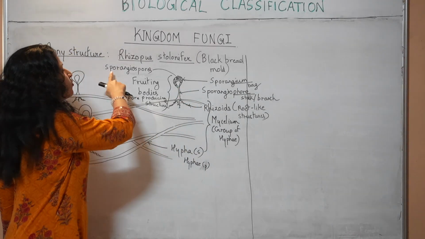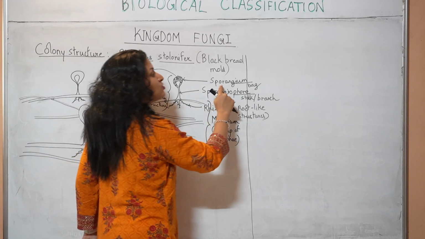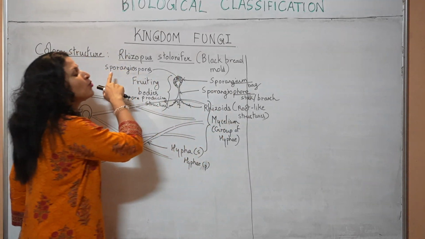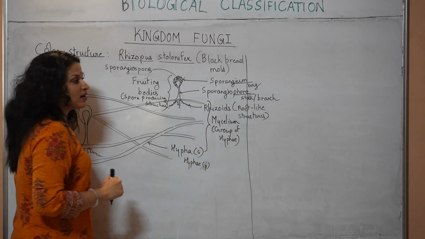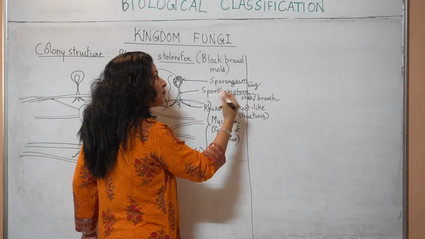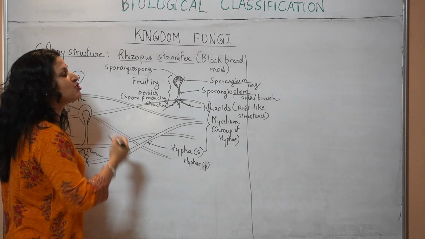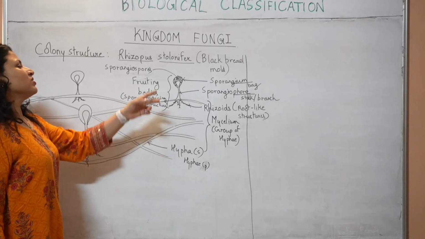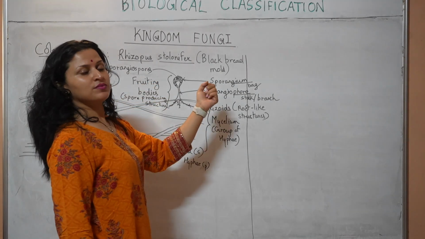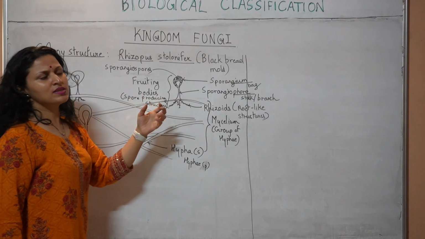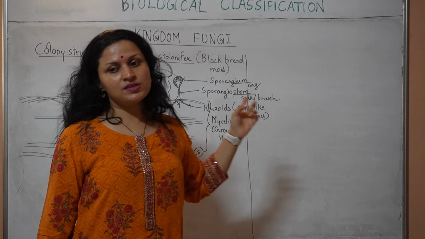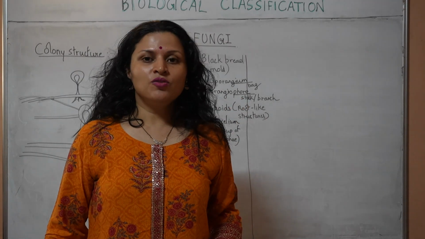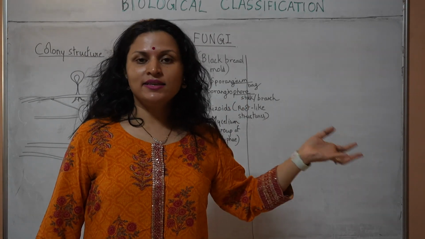What kind of spores will be produced by a zoosporangium? Zoosporangiospores. What kind of spores will be produced by a microsporangium? Microsporangiospores. So this is the fruiting body. What are these sporangiospores? These are asexual spores of this particular fungus. They will burst out in the open and the spores will be carried in the air.